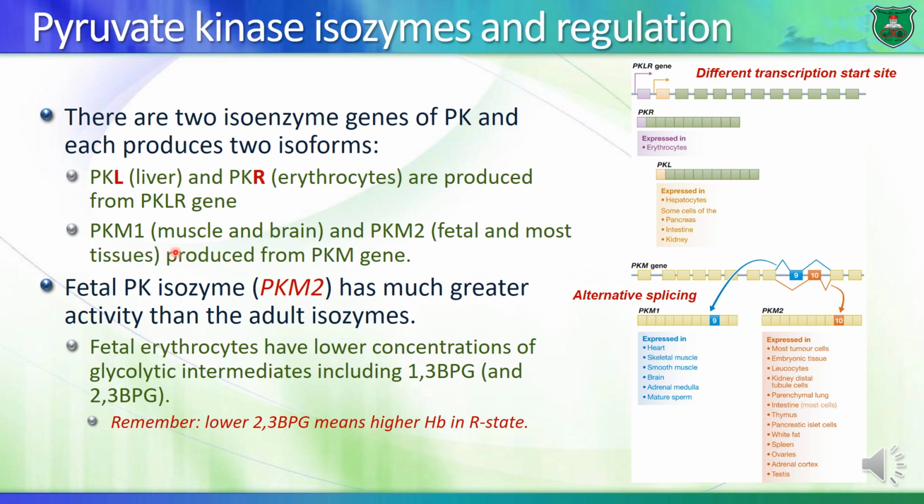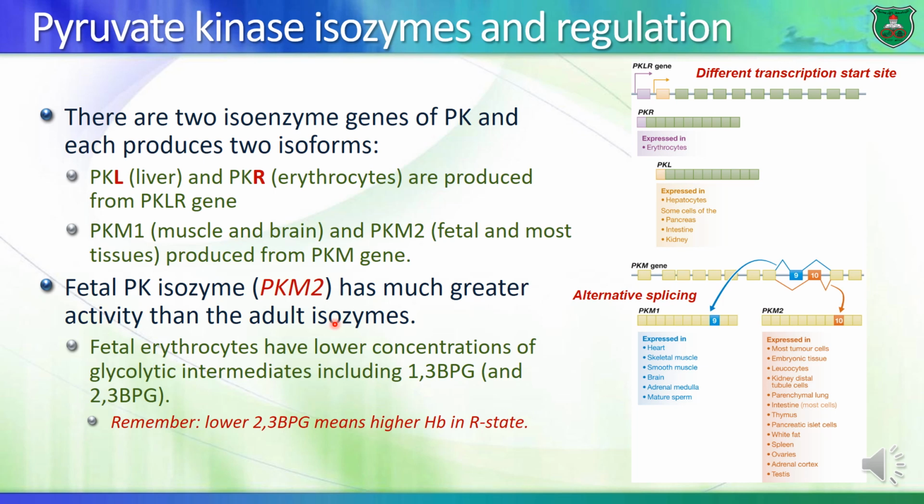PKM1 is mainly produced in muscle and brain. PKM2 is produced in fetal tissues, as well as all other different types of tissues. Now, the thing about PKM2 is that it has much greater activity than the adult isozyme. Okay, so that's really important. So that gives the fetal tissues and fetal red blood cells an advantage right here.